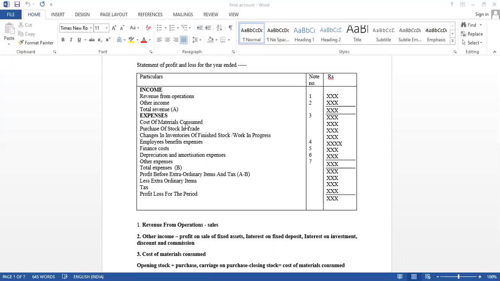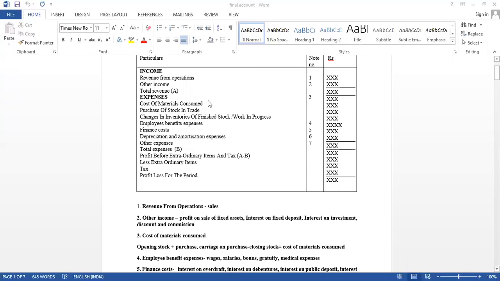First one is cost of materials consumed. In the name sense, it considers the materials. That means opening stock plus purchase, add any carriage on purchase, minus closing stock, we get cost of materials consumed or cost of goods sold. Afterwards, employee benefit expenses. Employee benefit expenses are wages, salaries, bonus, gratuity, and medical expenses.